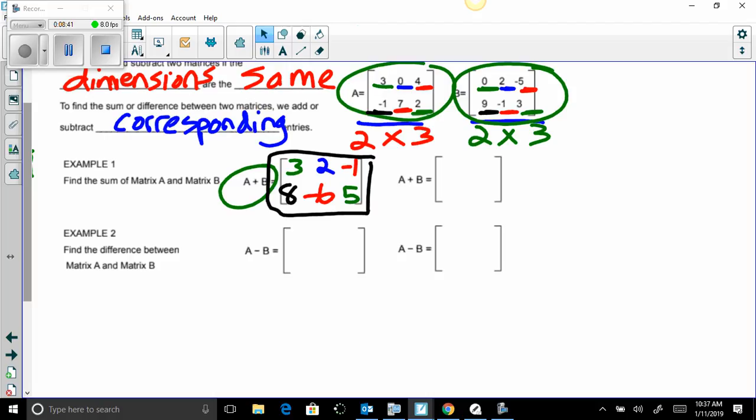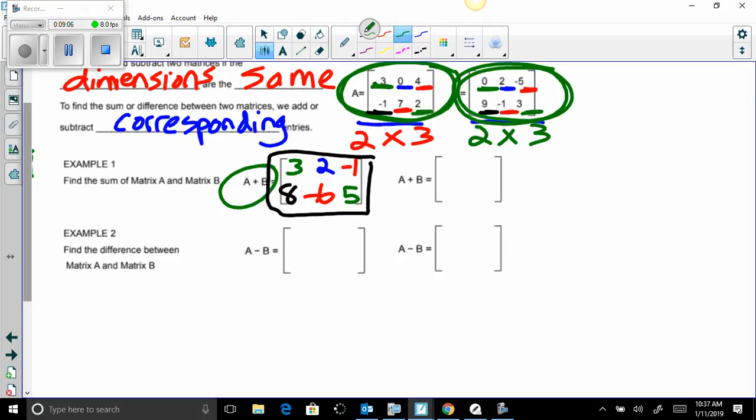Now let's go ahead and look at subtraction. When we look at a subtraction one, I'm doing the same exact thing. I am matching up the corresponding parts in matrix A with the corresponding parts in matrix B. But be really careful because you are subtracting here. So we want to make sure that we think about what we're subtracting and what it's going to look like.